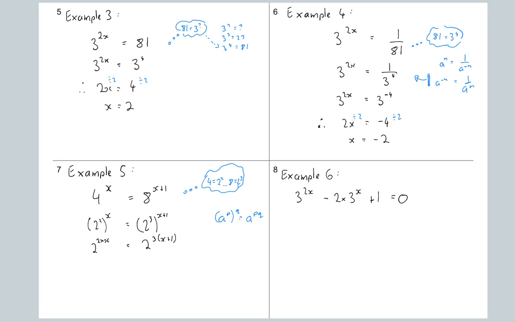Be careful to have those brackets going. It's not 3x plus 1, but 3 times the whole of x plus 1. So on the left-hand side, I'll have 2 to the power of 2x. And on the right-hand side, by expanding, I'll have 2 to the power of 3x plus 3. And what we have here is a base to a power equals same base to a power. And so we can say, therefore, 2x is equal to 3x plus 3.